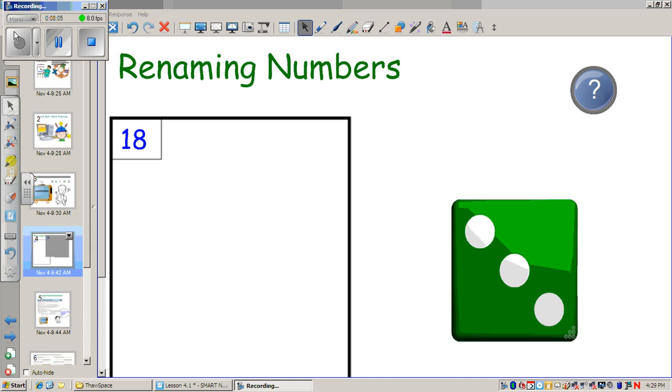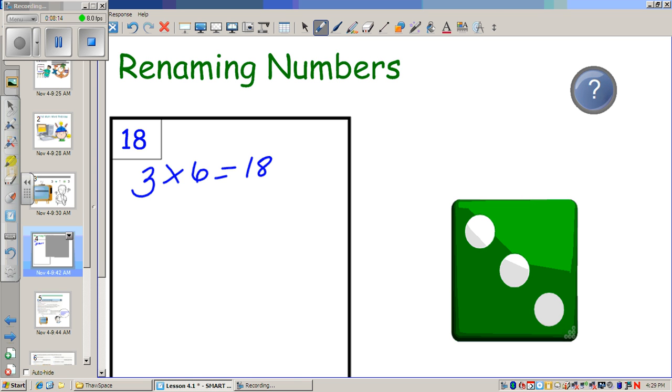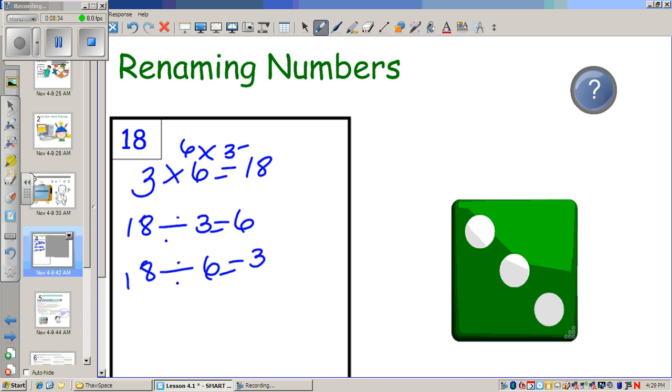So with multiples, I could write 3 times 6 equals 18. I could do 18 divided by 3 equals 6. I could do 18 divided by 6 equals 3. And I could also do 6 times 3 equals 18. And so we're renaming numbers just simply by using multiplication and division when we're shaking a number. So it's a good way to rename it.